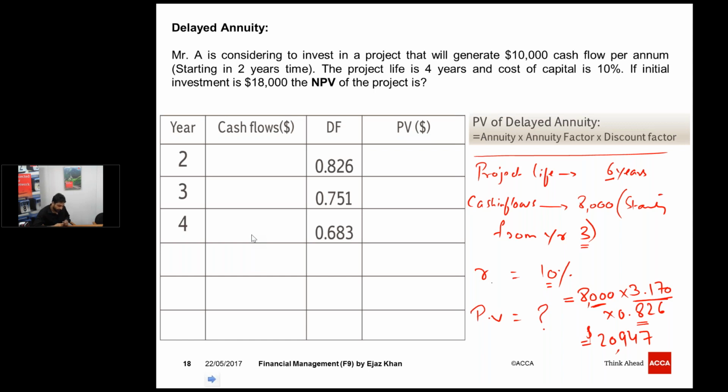Dania, no, we can't discount it using a 6-year annuity factor because we are not receiving 6 cash flows. So we can't use a 6-year annuity factor in this question. Simple. Because if you use a 6-year annuity factor, you are actually assuming that you have received 6 cash flows. The cash flows are not 6, there are 4 cash flows, and we will start receiving those cash flows after year 3. So we can't use a 6-year annuity factor.